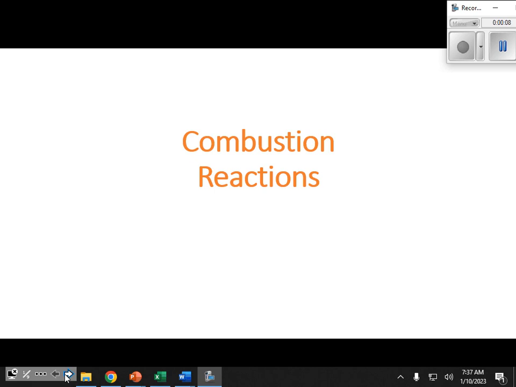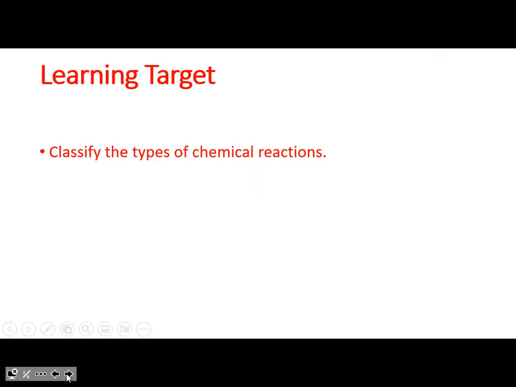Okay, today we're going to start with our final type of reaction. So this is the fifth one, combination reactions. So our learning target once again is to classify the types of chemical reactions.